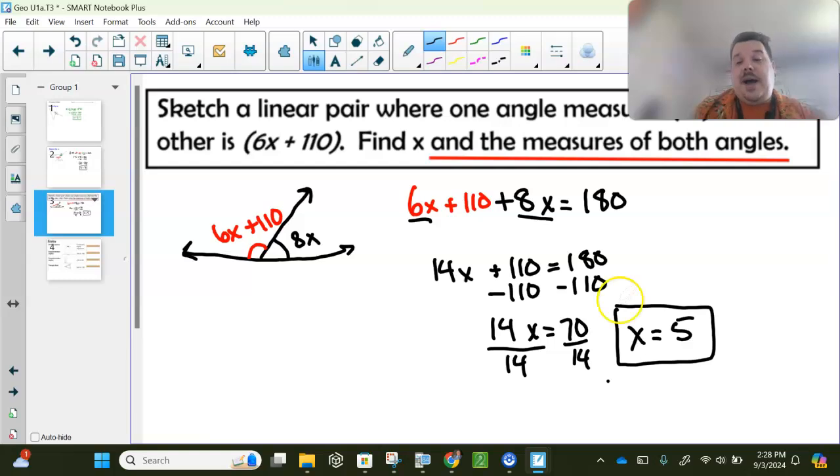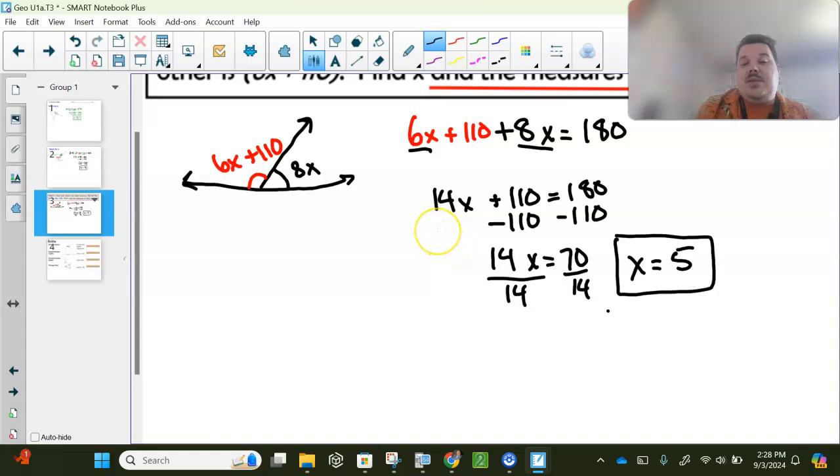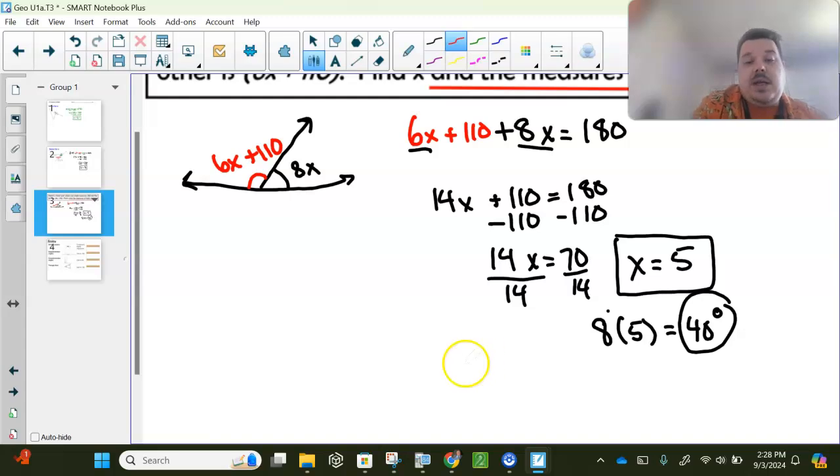We now need to take that 5 and plug it into both of our angles. So maybe we'll just start with the 8x. We're going to go 8 times 5, which gives us 40 degrees. So one of our angles is 40 degrees. Now we're going to take 5 and plug it into the other angle. We have 6 times 5 plus 110. Well, we know 6 times 5, using order of operations, is 30. 30 plus 110 is 140.